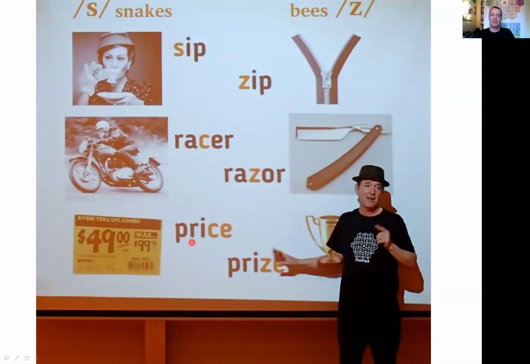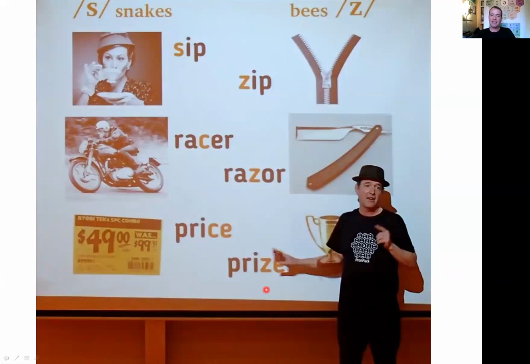Now the last pair are price and prize. Price, prize. Which one am I saying? Price, price. Okay, there's a bit of doubt with this one. This is the one I'm trying to say here.